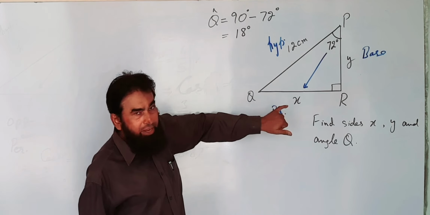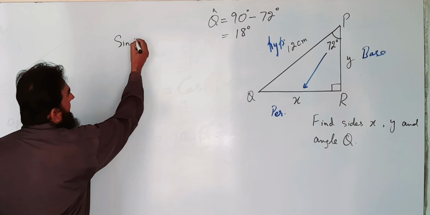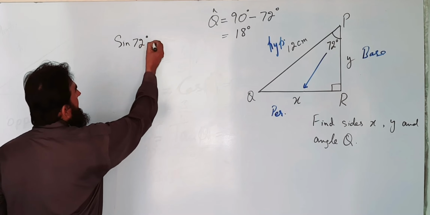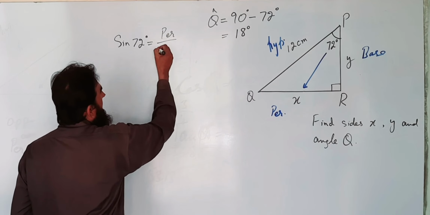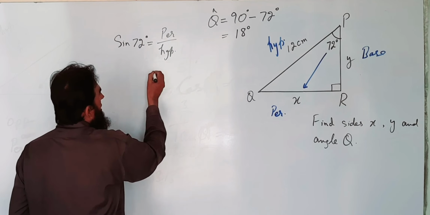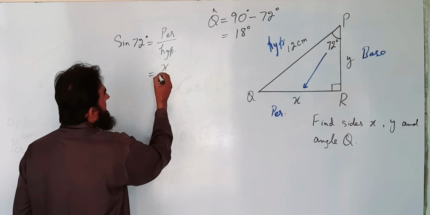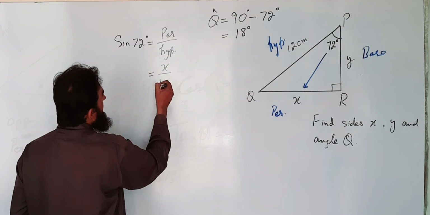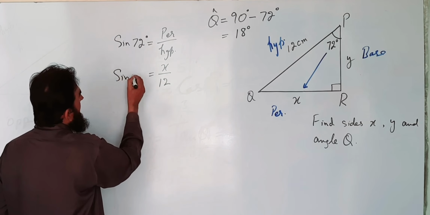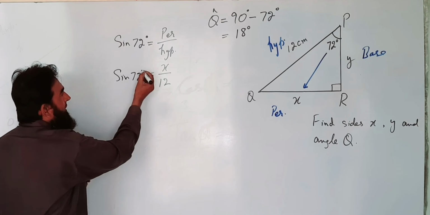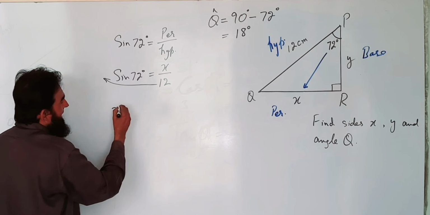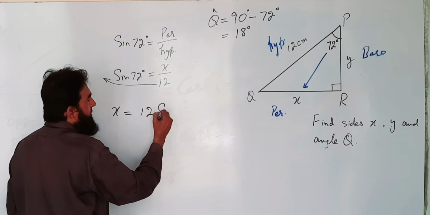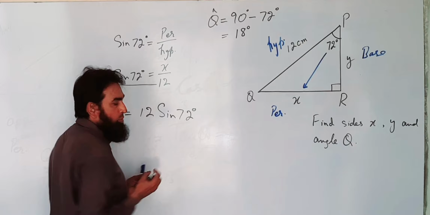Sine ratio is perpendicular over hypotenuse. So sine of angle 72 degree is equal to perpendicular over hypotenuse. Now here in this case, the perpendicular is X and the hypotenuse is 12. Now what am I going to do? I will have to move this 12 to the other side. So X is equal to 12 into sine of 72 degree.